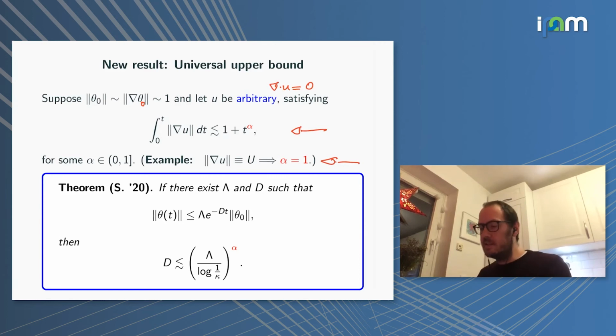In this case, the result is the following. Suppose we have a flow which generates dissipation enhancement in the sense that there exists a lambda and a quantity d so that this formula holds. Then we have the following upper bound on d, or lower bound on lambda, which depend on each other.